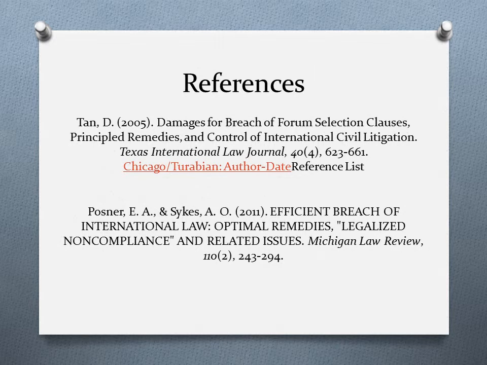An interesting reading from the references was Tan, damages for breach of foreign selection clauses, principal remedies, and control of international civil legislation. Posner and Sykes was a good read: efficient breach of international law, optimal remedies, legalized non-compliance, and related issues.